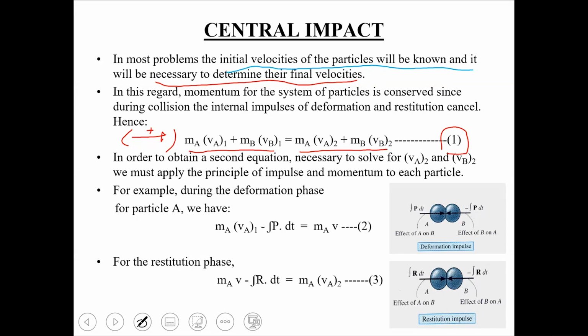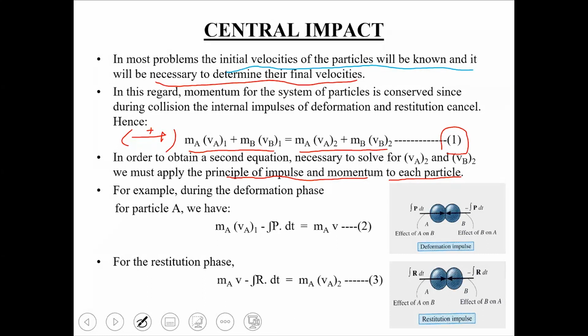Okay, in order to derive the next equation in terms of Va2 and Vb2, let us consider particle A alone rather than the system. In order to obtain a second equation necessary to solve for Va2 and Vb2, we must apply the principle of impulse and momentum to each particle along the line of impact.